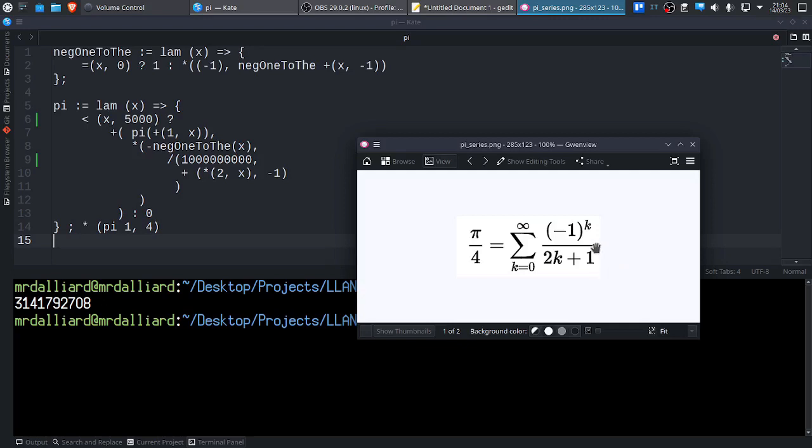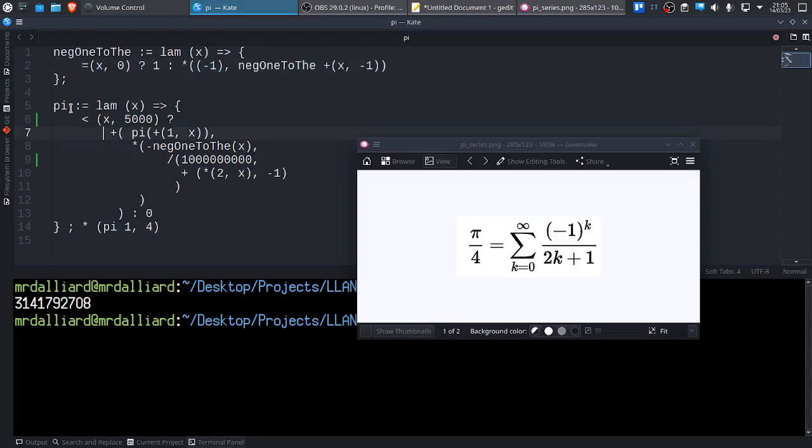Okay, so the very first thing we'll have to do is make a function to calculate this, minus 1 to the k, since there is no built-in exponentiation yet. This is done by multiplying, and as you can see, I'm using this prefix notation here. This means multiply minus 1 by this thing here. So you multiply minus 1 by itself, basically, x times, where x should be a positive integer.